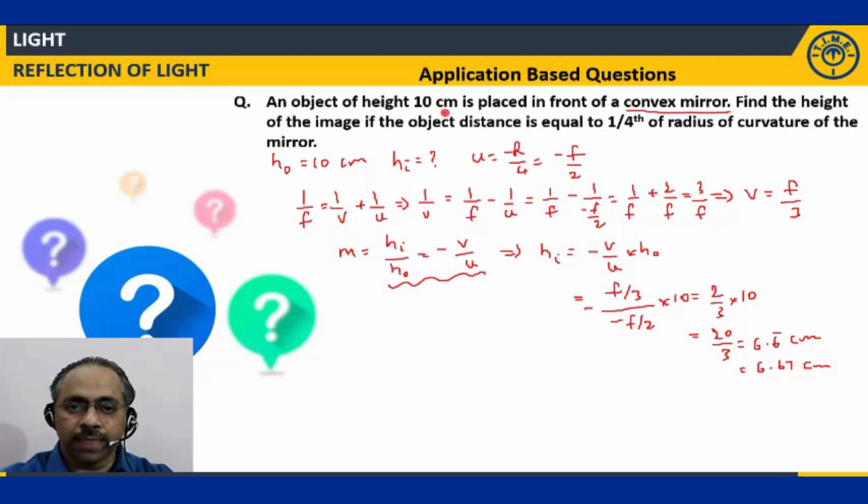Now, the height of the object is 10 centimeter, whereas the height of the image is 6.7 centimeter. So, the height of the image is less than the height of the object. So, the image formed is diminished. Okay. This is how you will be able to solve the questions.